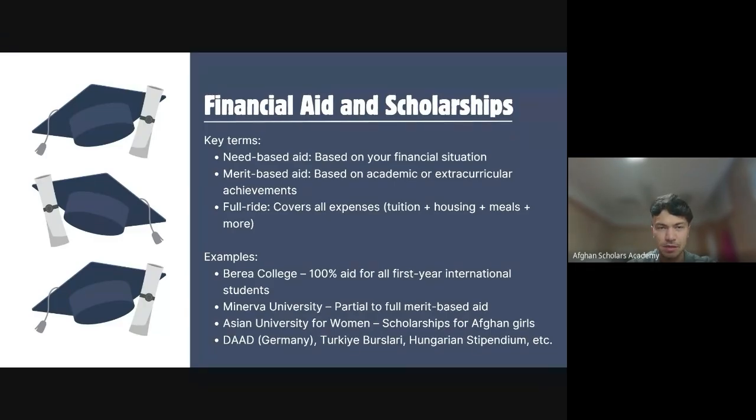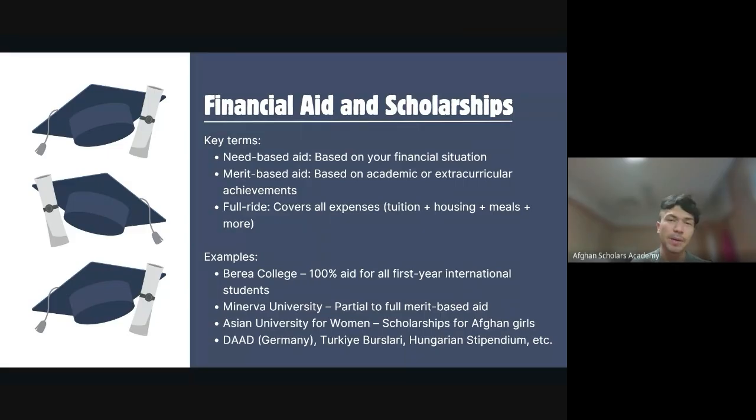The next thing that you should understand is financial aid and scholarships. There are key terms that students sometimes do not distinguish between, and we get questions like, "What is the difference between this and that?" Need-based aid is based on your financial situation. If you really need this amount, they will give it to you. For example, if you stated in your application that you come from a very low income family and can't pay for your tuition or your living costs, they consider that. That's need based.